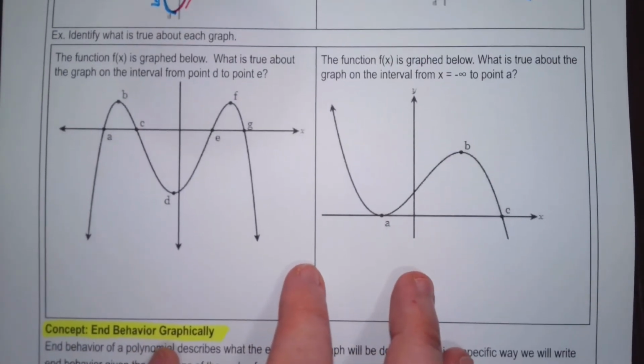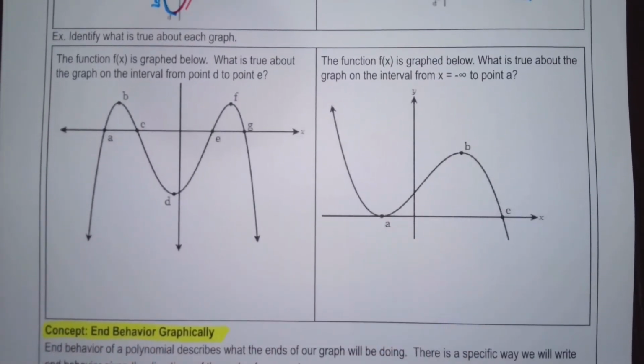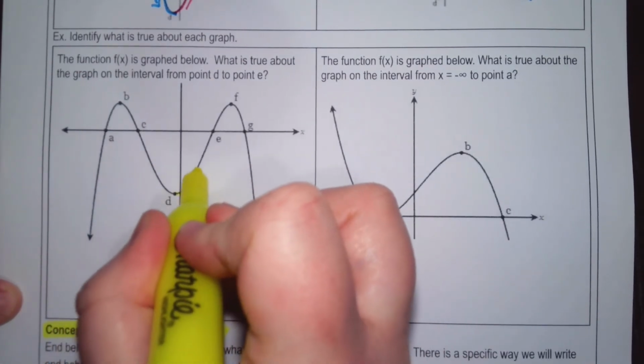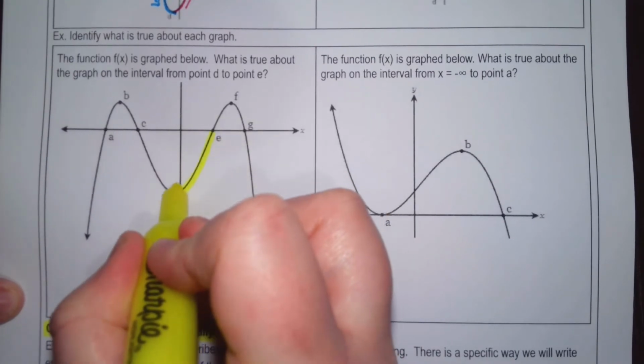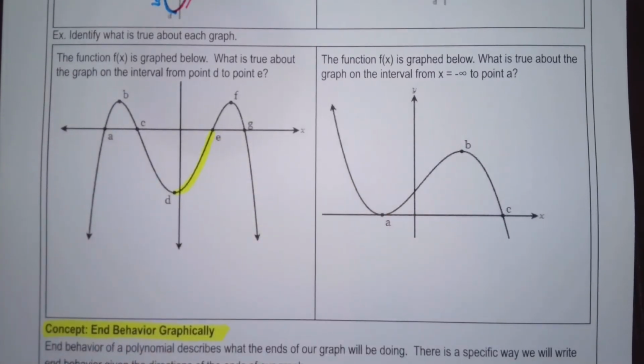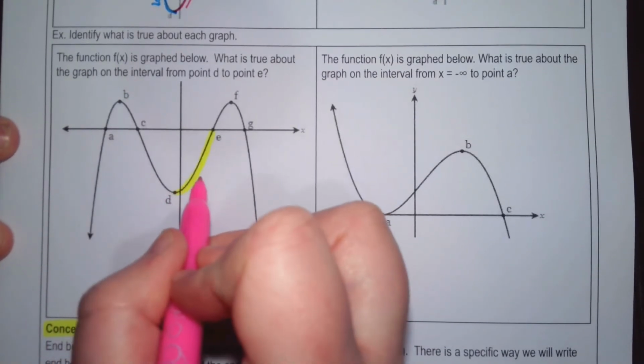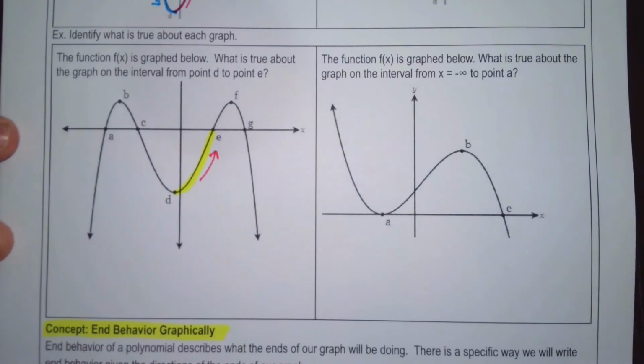So we want to identify what is true about each graph. So what is true about the graph on the interval from point D to point E? I'm going to use a highlighter. Here's D. Here's E. So here's our interval. So I first like to identify if that interval is increasing or decreasing. So if we trace from D to E, we are going up.